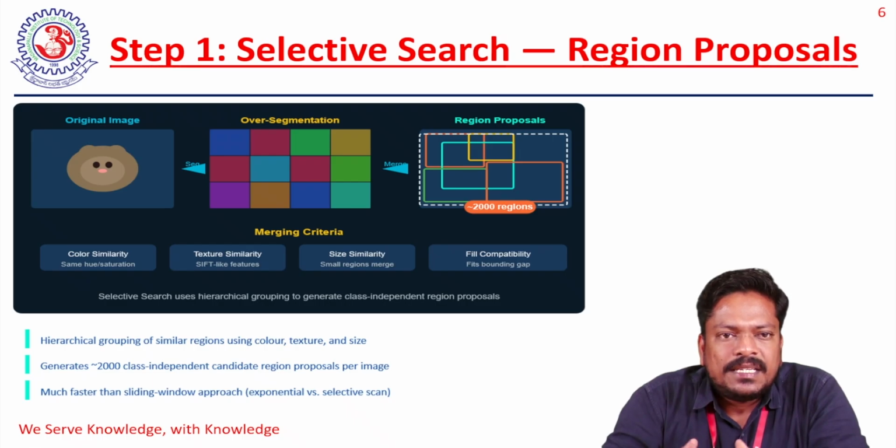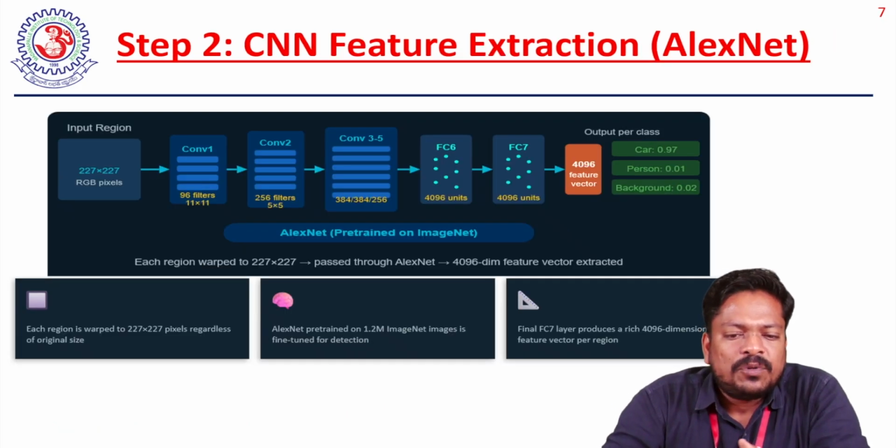So how are these regions proposed? For example, by using criteria like color similarities, texture similarities, and size similarities, along with fill compatibilities. All of these work together to find the regions of the objects. Here we will move to the next step, step 2.